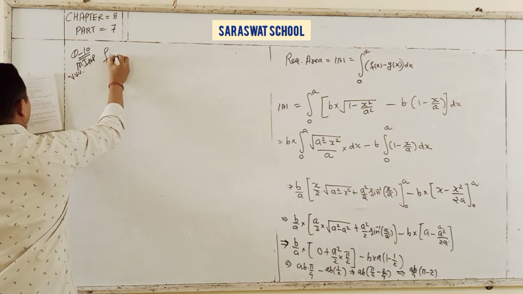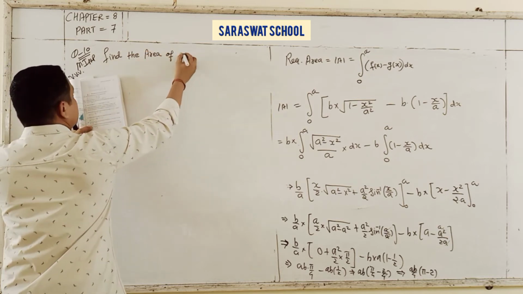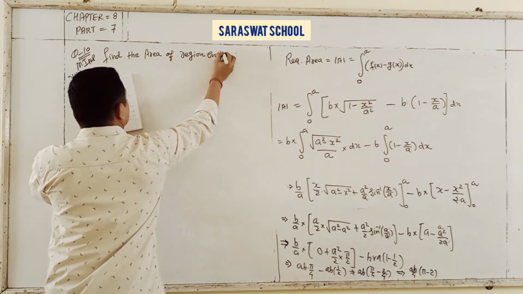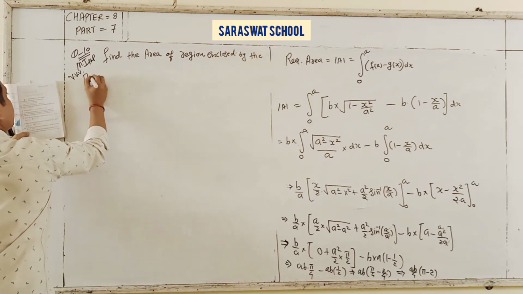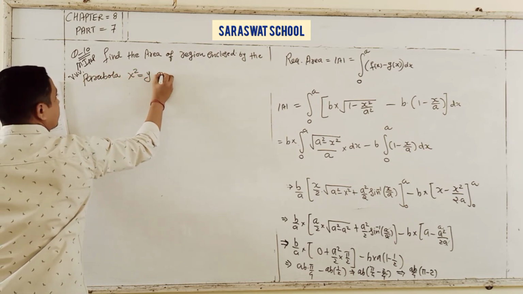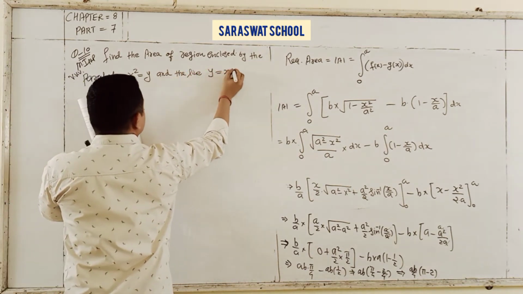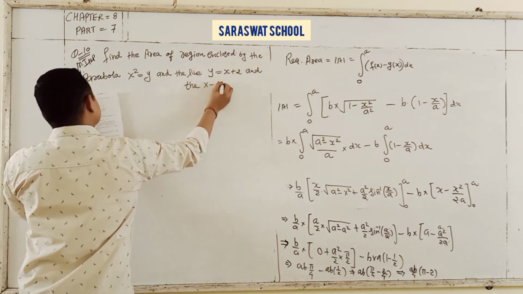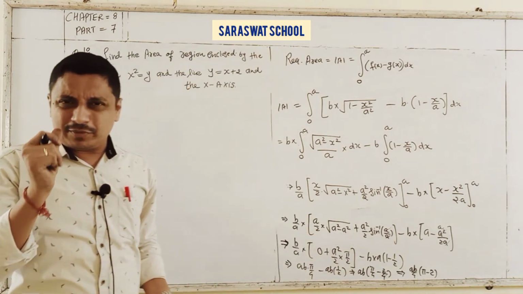Find the area of region enclosed by the parabola x square is equal to y and the line y is equal to x plus 2 and the x axis. Students, it is an important question because this drawing is a particular drawing.